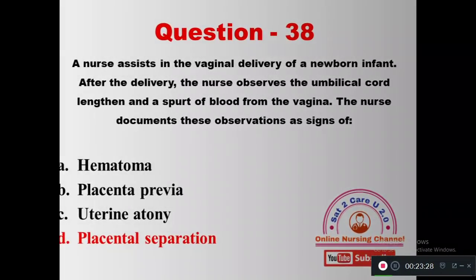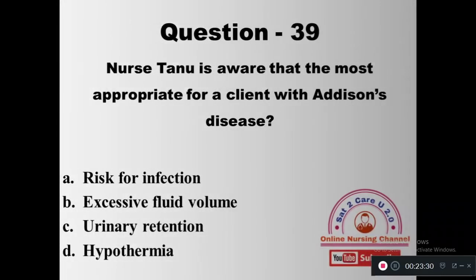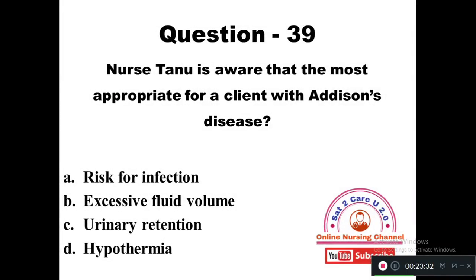Question number 39. Nurse Tanu is aware that the most appropriate nursing diagnosis for a client with Addison disease is option A, risk for infection, B, excessive fluid volume, C, urinary retention, option D, hypothermia.